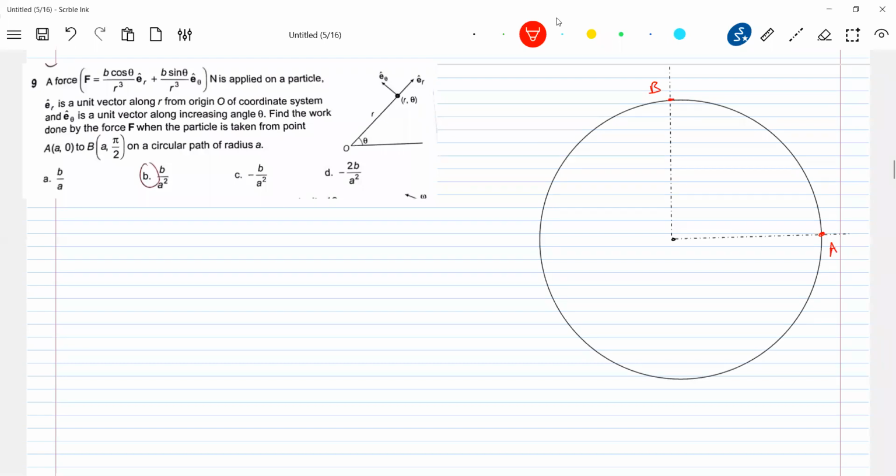And there are two forces acting. One radial force, other is tangential force. So what is the radial force? The radial force will be in this direction, and the tangential force will be in this direction. Now let me show that. This is the tangential force. The tangential force is F theta. The radial force is Fr.